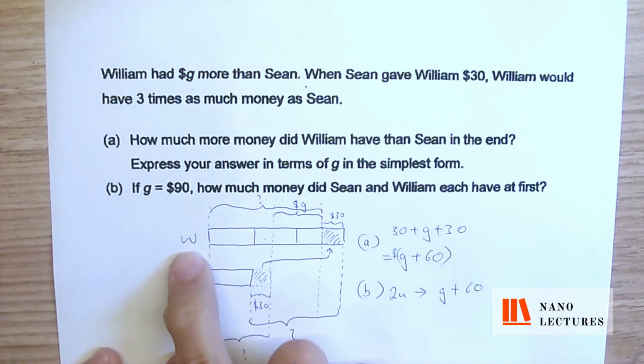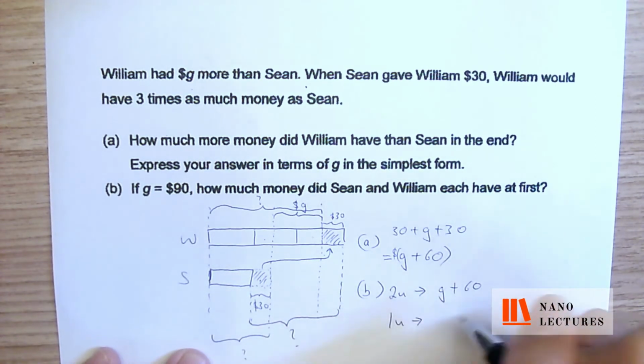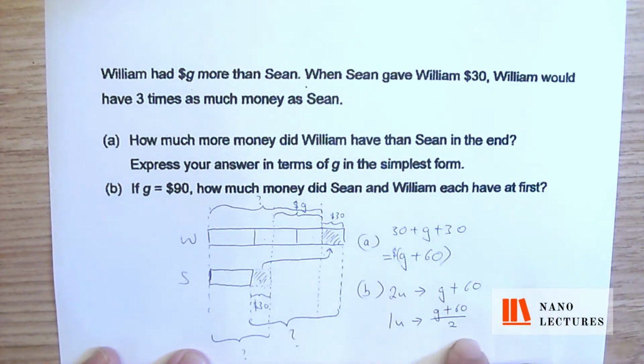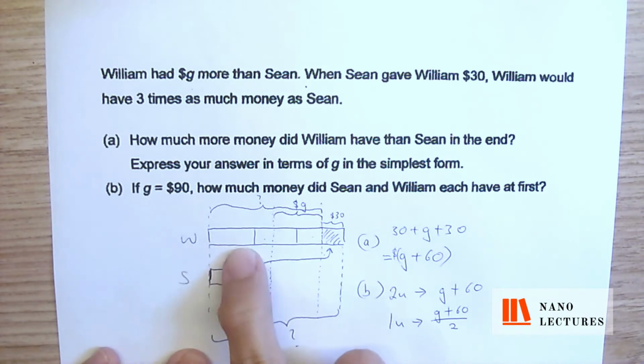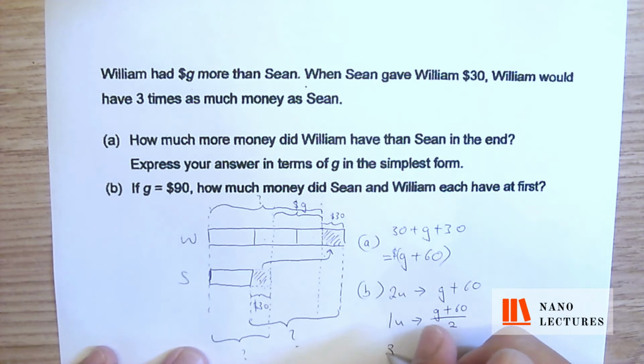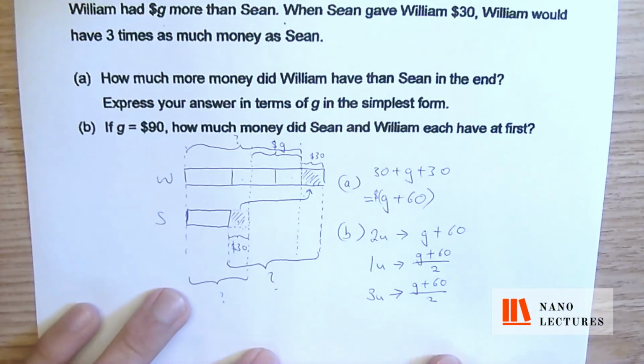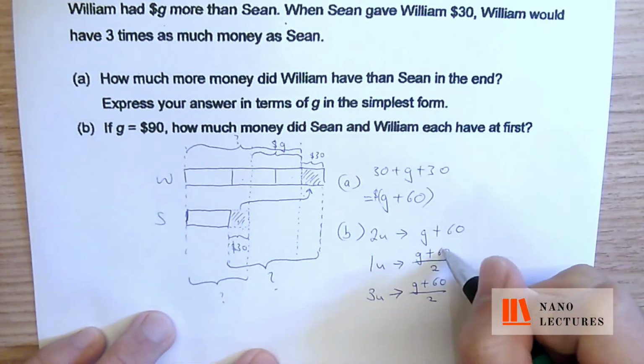In order to find William, it's easier to find Sean first. In order to find Sean, it's just 1 unit. So 1 unit is G plus 60 over 2. Now for William, it will actually be 3 units minus off $30. So I'm going to find 3 units first. 3 units will be this entire thing times 3. This one is slightly more advanced algebra, so I'm going to guide you through it slowly. So how to find 3 units? You take this 1 unit multiplied by 3.